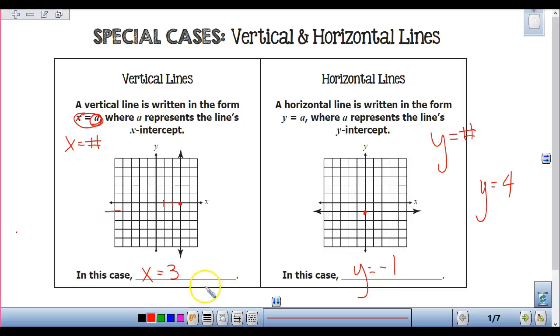Over here, I don't have a y, do I? So I don't have a slope, so my slope has to be, well, no, my slope's not anything. What's my slope of a vertical line? Undefined. If there's no y to be found, my slope is undefined.